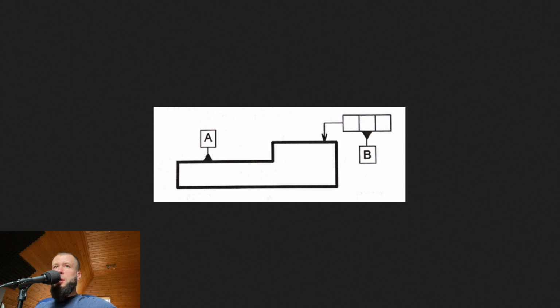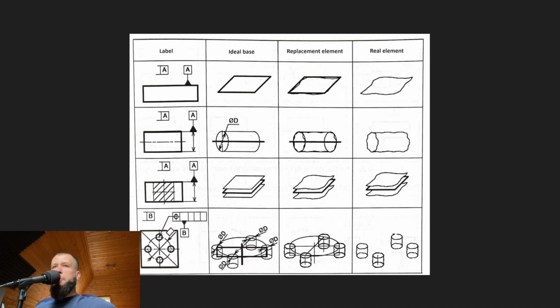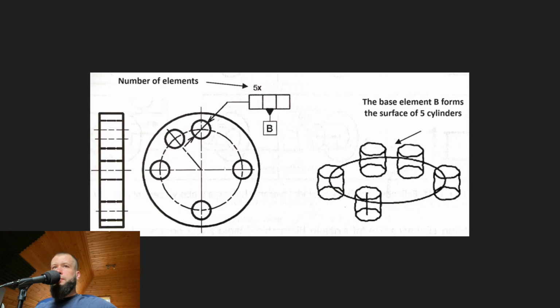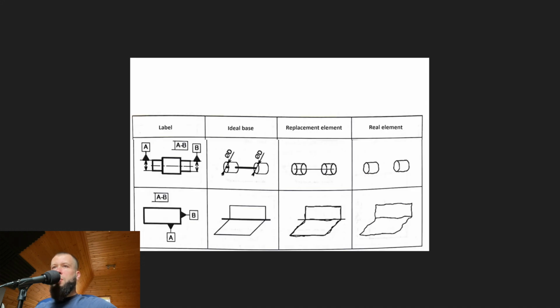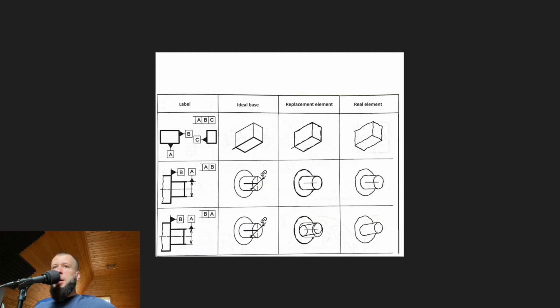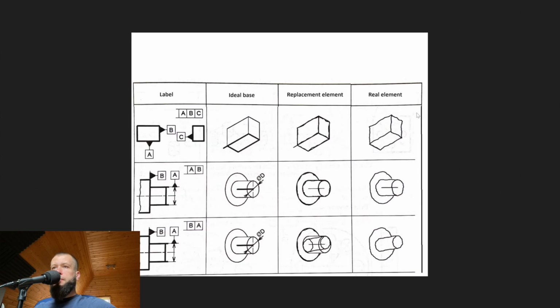References for distinguishing bases are written in capital letters, which are entered in the tolerance box connected to the triangle indicating the base. You can see examples of marking a base formed by one element or a group of identical elements in these pictures. In this picture, you can see examples of marking a common base formed by two elements. And you can see examples of marking bases formed by two or more elements here.